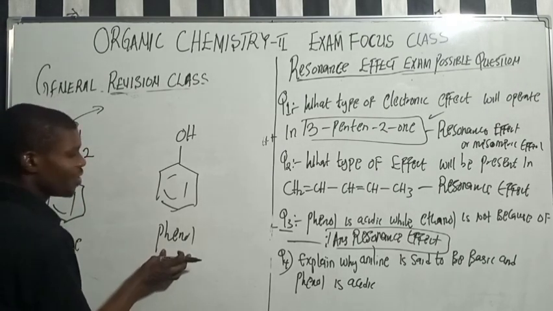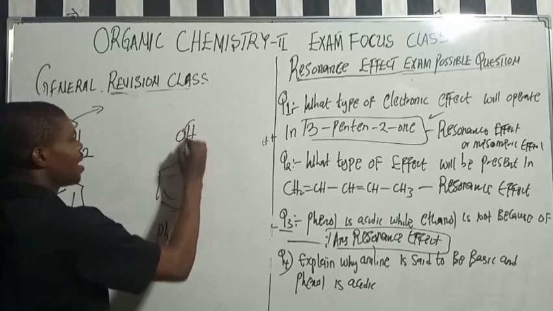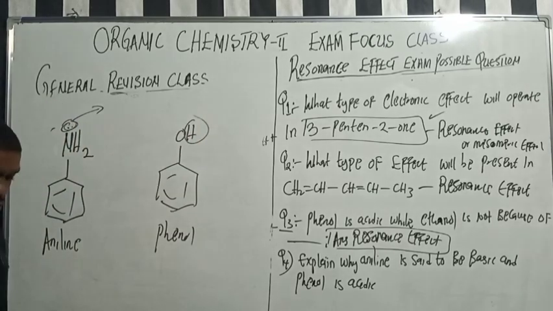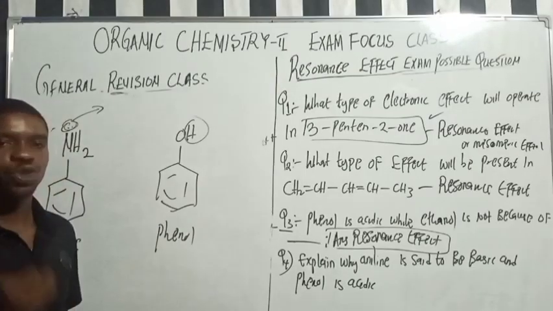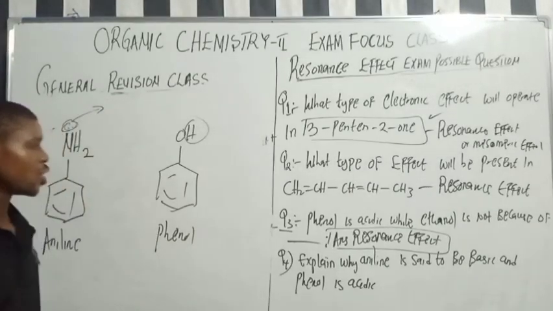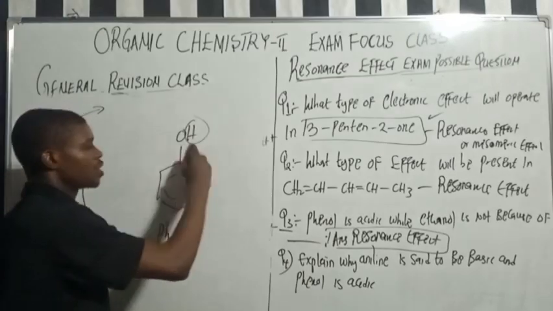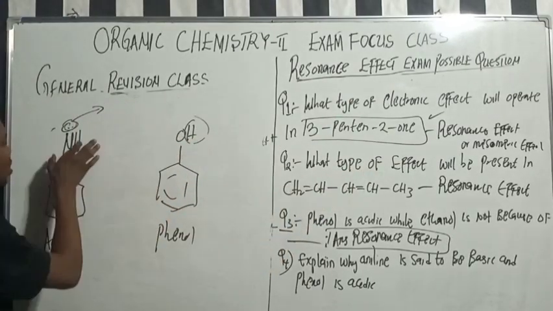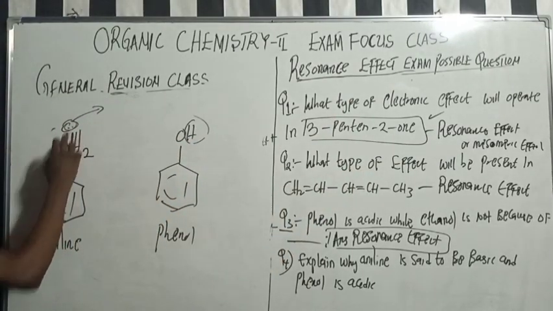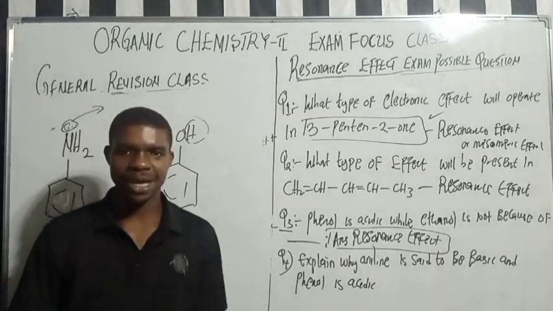Now, why is phenol an acid? Because it has a hydrogen to donate. So in the protonic concept, an acid donates a proton, which we call hydrogen. So phenol donates what? Proton, or hydrogen. Aniline donates what? Electron. That is the main reason.